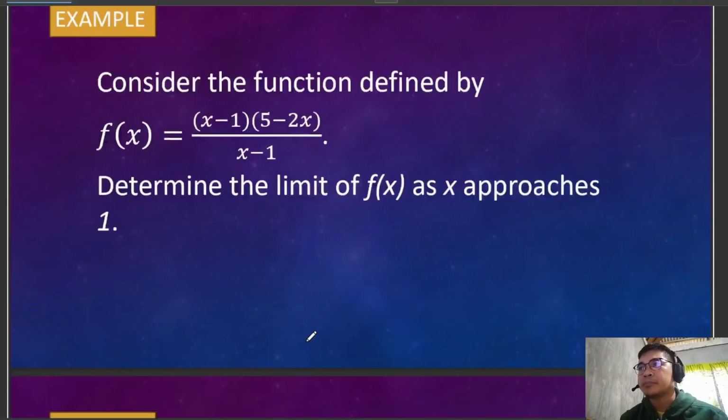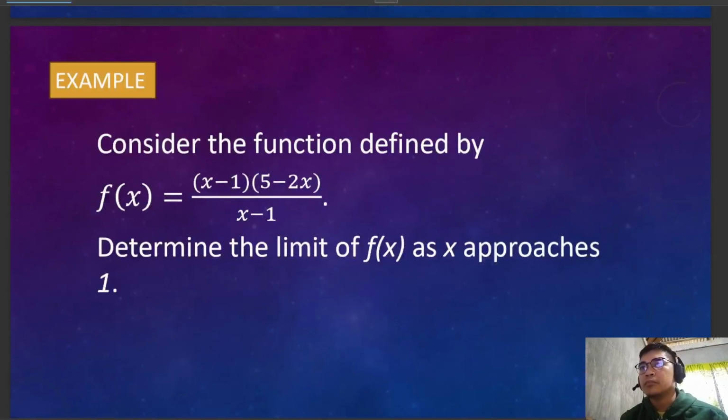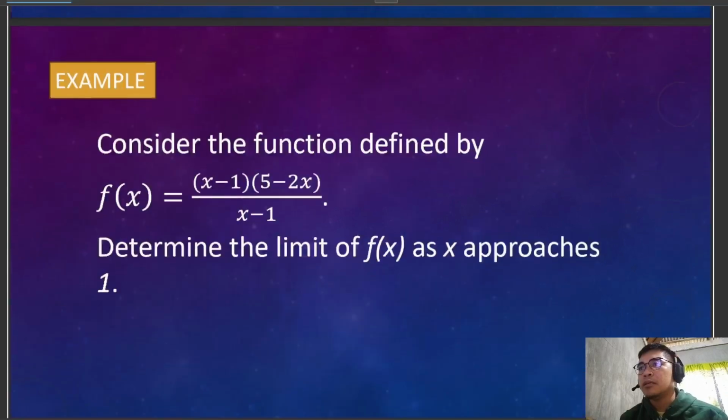Example, consider the function defined by f of x is equal to the quantity x minus 1 times the quantity 5 minus 2x, all over x minus 1. According to the problem, you need to determine the limit of f of x as x approaches a, where our a is equal to 1.